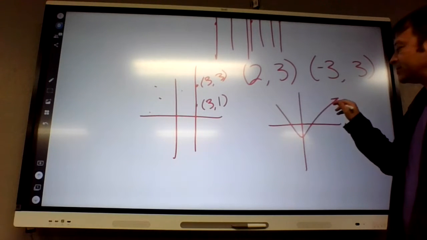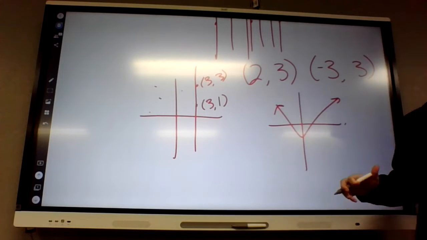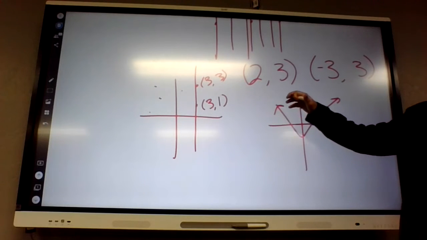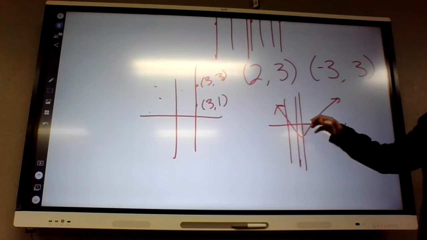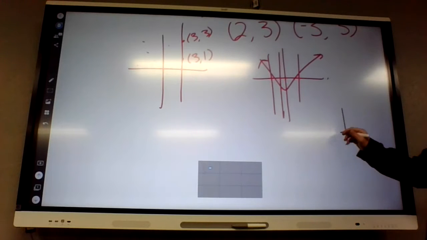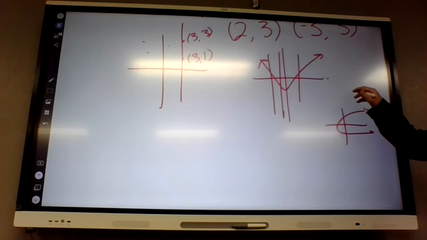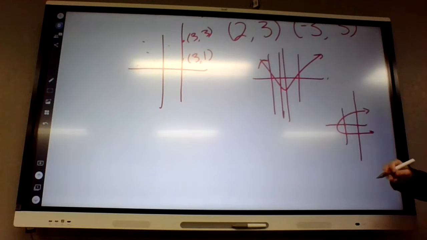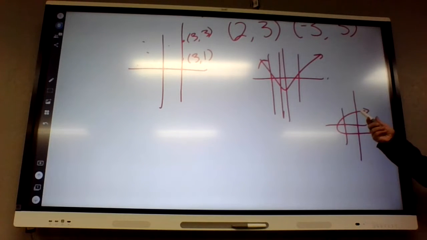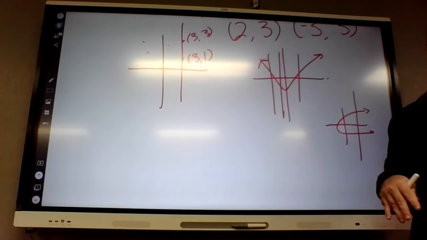Is this a function? Yes, it passes the vertical line test. But how do you know? Is this a function? No. It fails the vertical line test. If it hits at 2 points, it doesn't work. If it hits anywhere at 2 points.